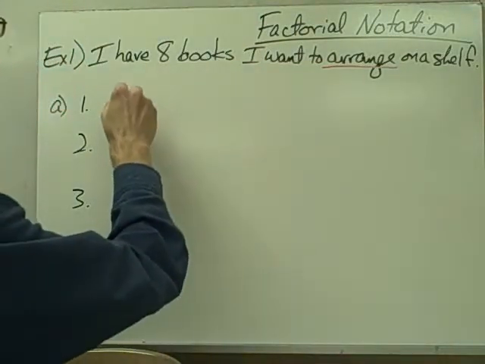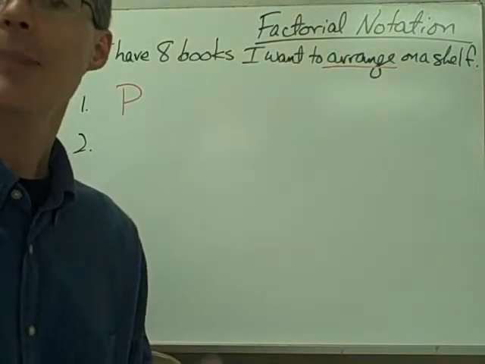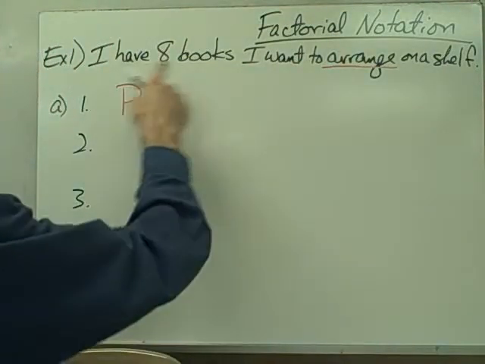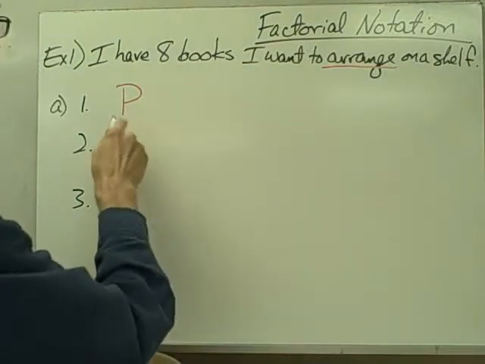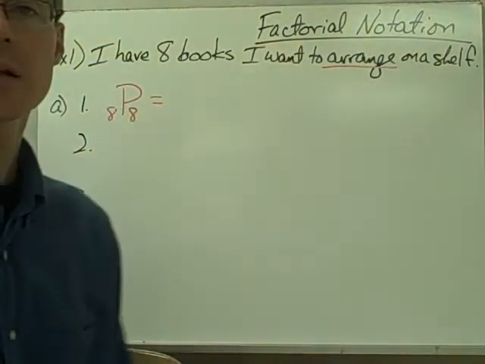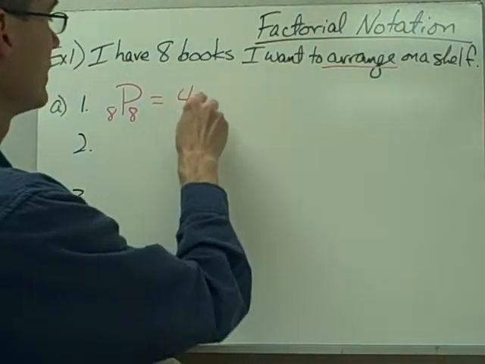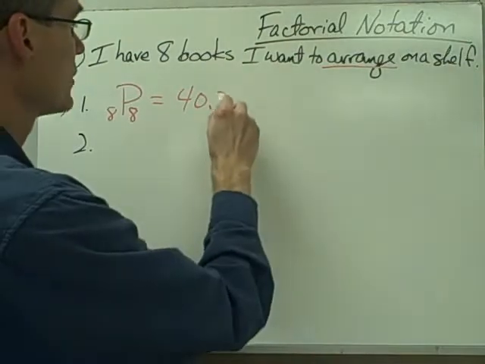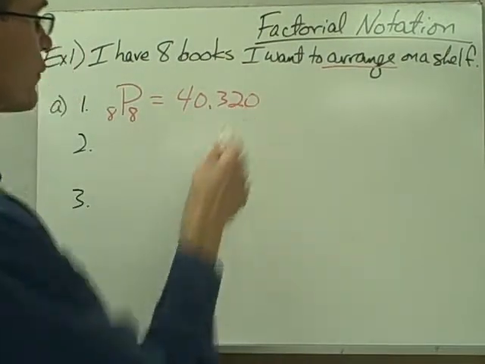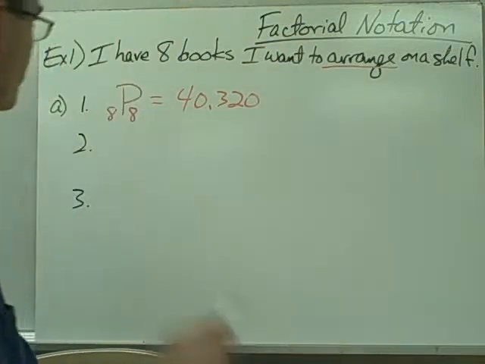I could just use my permutation operator in my calculator. And since I have 8 books and I want to arrange all 8 of them, that would be the number of permutations of 8 objects taken 8 at a time. I can punch that into my calculator and get 40,320. So there's 40,320 ways to arrange these 8 books on a shelf.